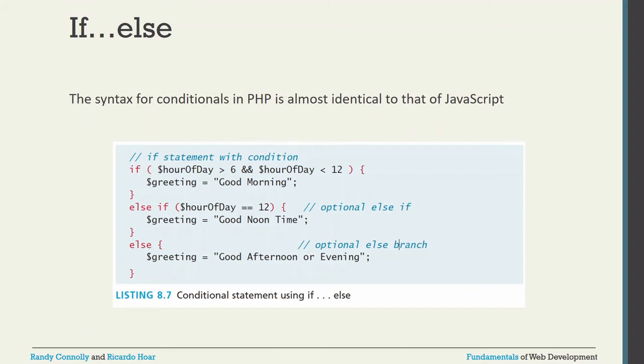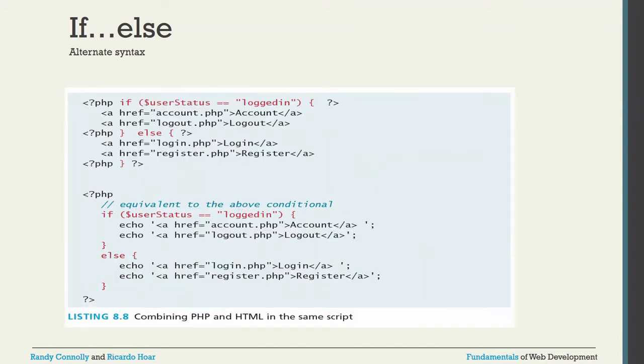In the same way, else if is also there, but keep this point in your mind: else and if with a space, hour equal to 12, then again a different greeting message is there. Then if both are not true, we go for the last one, that is the else part. So greeting equals good afternoon or evening. This is the normal if else statement in PHP, like JavaScript.